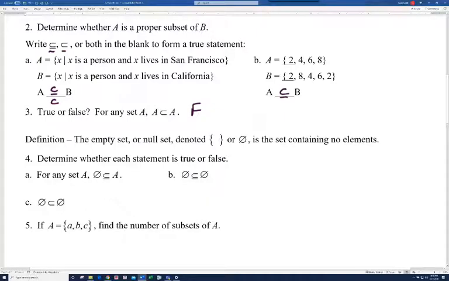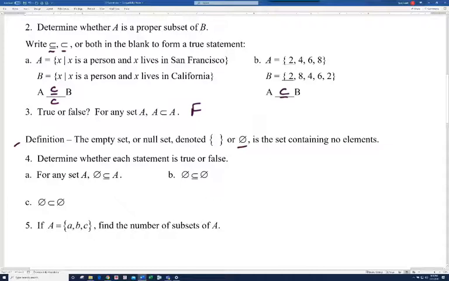All right, so our next definition. It says here, the empty set or null set, denoted braces with space in between, so nothing inside, or like a 0 with a slash through it. This is what we call the empty set or null set, and it's the set containing no elements.